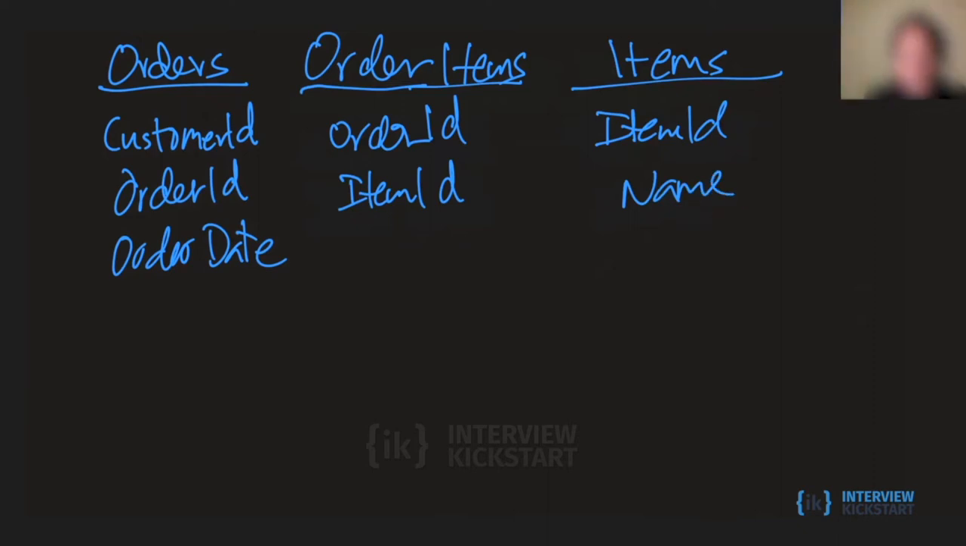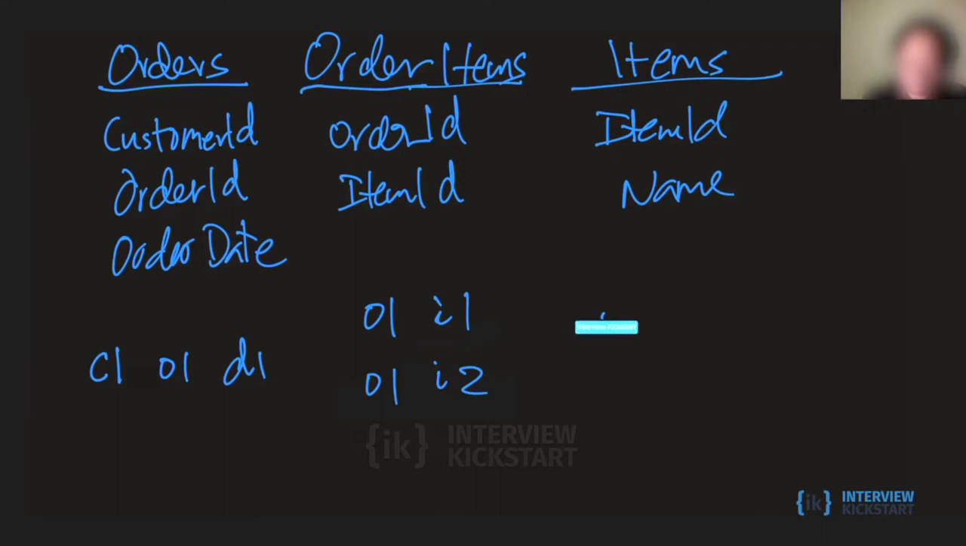Okay, so let's give an example. Maybe we have one record, which is customer one who placed order one on day one. And order one actually has two items, item one and item two. Then the items table has the names. Item one is called Kindle. Item two is called Alexa.